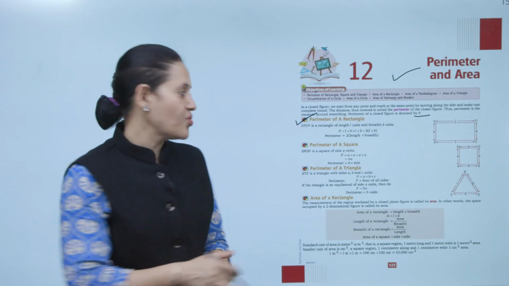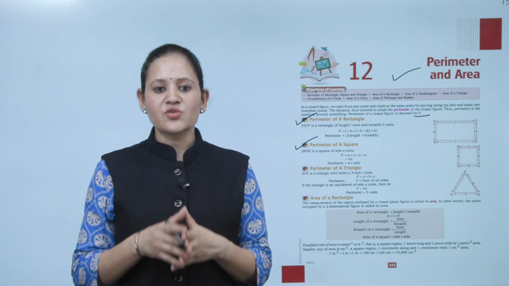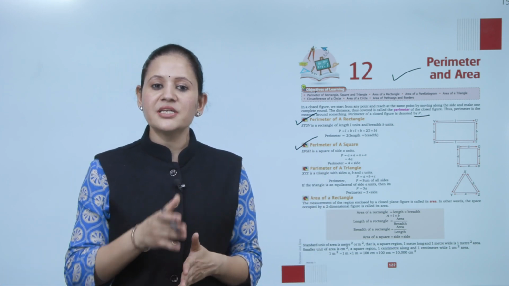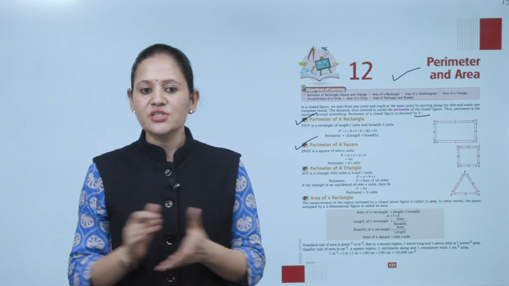Next is perimeter of a square. EFGH is a square of side A unit. So perimeter A plus A plus A plus A, 4A. So perimeter is 4 into side.